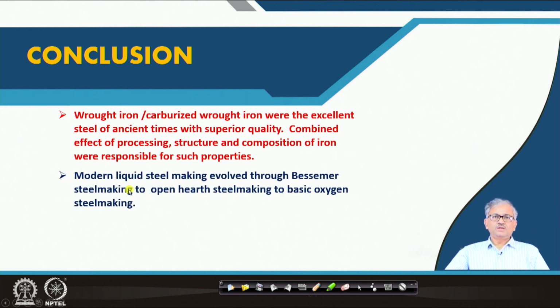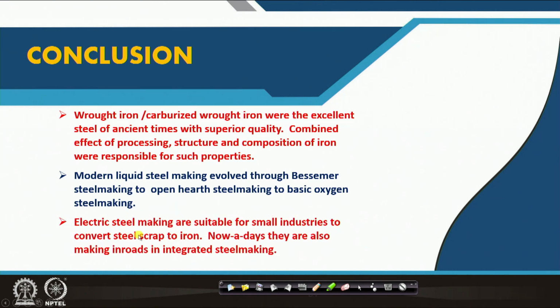Modern liquid steel making evolved through Bessemer to open hearth to basic oxygen steel making and electric arc steel making also. Electric steel making is suitable for small industry to convert scrap to liquid steel. Nowadays, they are also making inroads into integrated steel making, as I said, because bigger electric arc furnaces are coming, and they have flexibility in raw material. They can take any proportion of liquid steel with cold charges. That is the most advantage. Cold charges are scrap; it can be DRI nowadays. So this is a very brief history, and thank you very much.